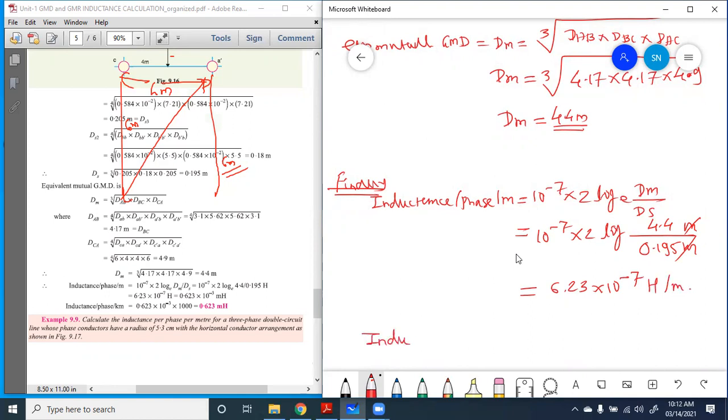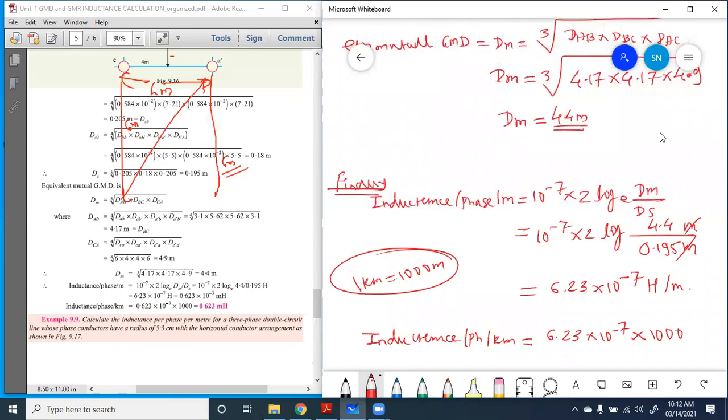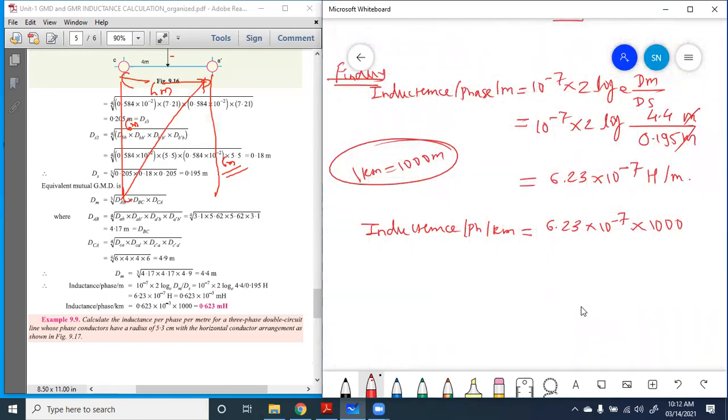But we need an answer in kilometer, inductance per phase per kilometer. That's why 6.23 into 10 raised to the power minus 7 into 1000. We need to multiply it because 1 kilometer is equal to 1000 meter. So 6.23 into 10 raised to the power minus 4, that means 0.623 millihenry per kilometer. So this is the final answer.